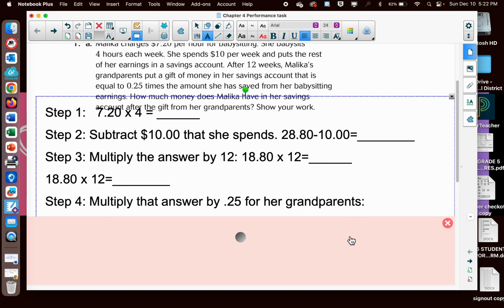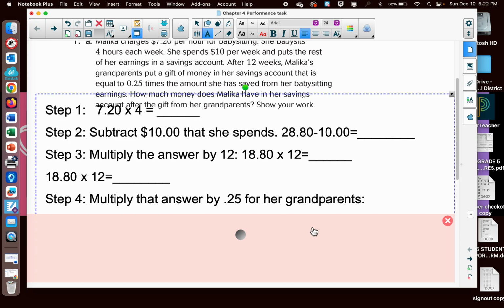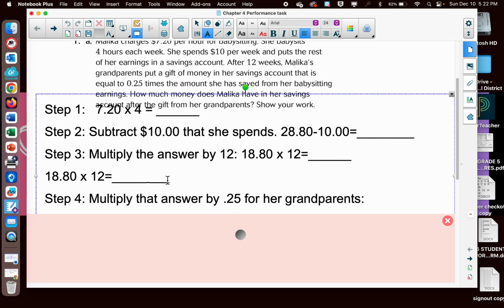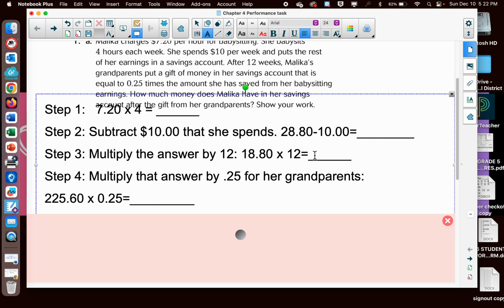And so once we get that answer, we're going to have to multiply it times 0.25 for her grandparents. That's what her grandparents give her. This step 3 is actually very important to keep track of because we'll need it for the next one. So I'm going to go ahead and type in that answer. So she actually saves $225.60 in 12 weeks.